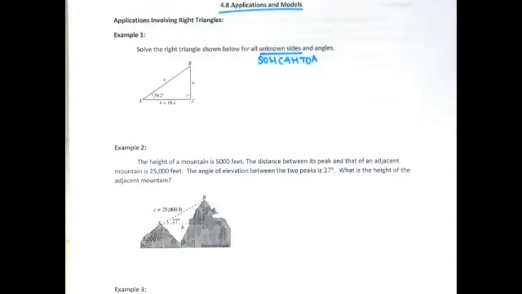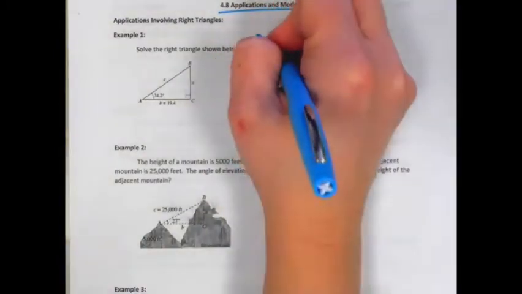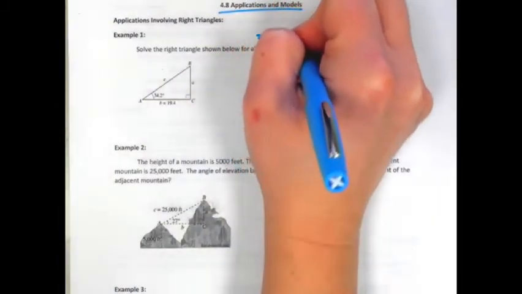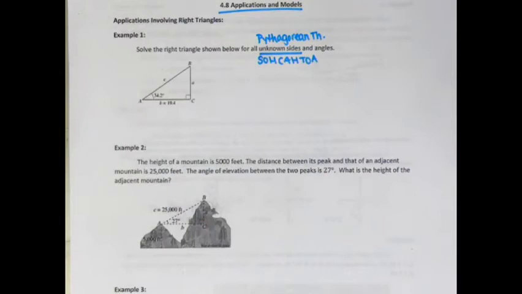What's another way I can find unknown sides? Pythagorean theorem. Now, to be able to use Pythagorean theorem, you have to have how many sides? 2. And in this triangle, do I have 2 of the sides? No, so I would have to use SOHCAHTOA, okay?